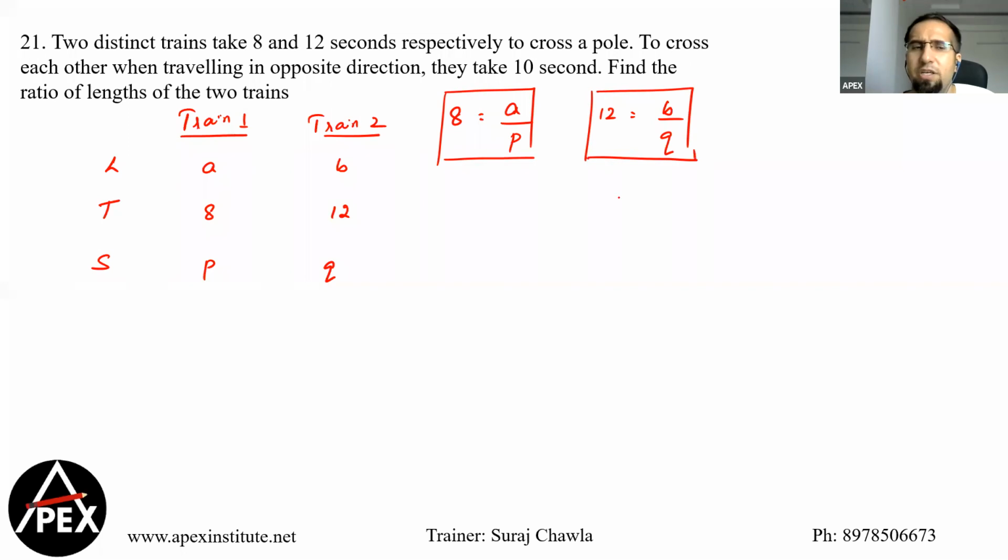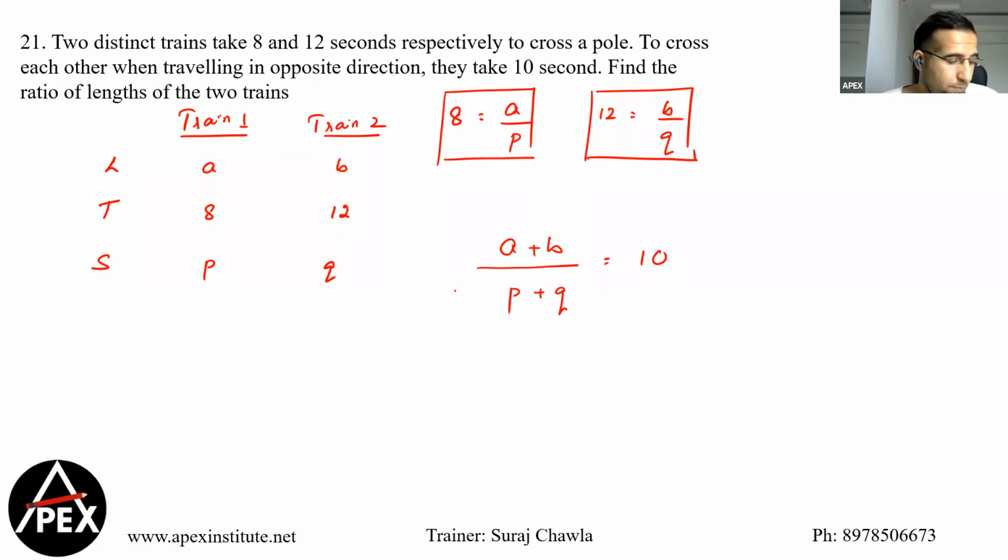Now the third information told to us is two trains cross each other. So two trains crossing each other means the total distance is the length of both the trains. Clear? If they're running in opposite direction, the relative speed becomes P plus Q and they take 10 seconds to cross. Now, if you observe, the question is asking us the ratio of the length of the trains. That means P and Q are not important.